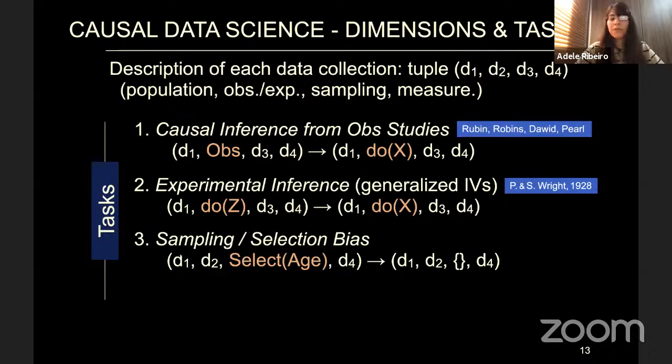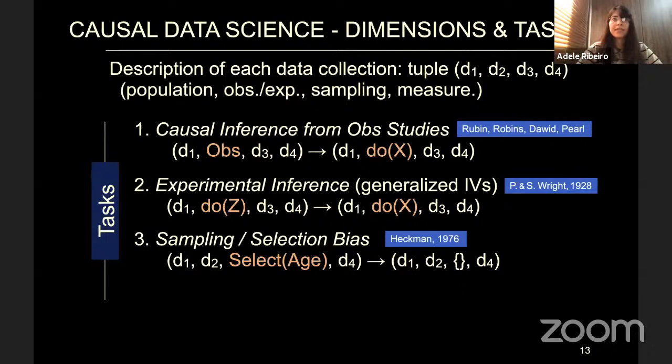Also in the dimension of sampling procedure. So when we have sampling or selection bias, this professor, James Heckman, a professor at the University of Chicago, shows one instance when it's possible to recover from selection bias. So if you have data that have some preference on age, for example, in some settings, it is possible to do the inference as if we have the same proportions in the population, so without the selection bias.